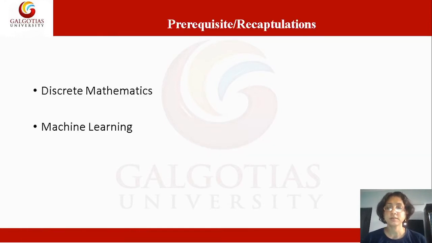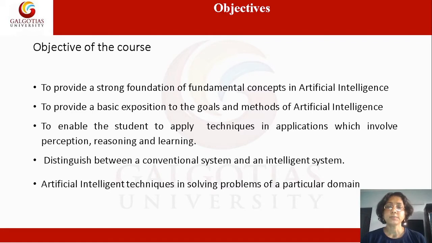As far as this particular course is concerned, as a prerequisite, you are supposed to have a strong foundation in discrete mathematics and machine learning. The objective of this course is to provide you a strong foundation of fundamental concepts in artificial intelligence. It will provide a basic exposition to the goals and methods of artificial intelligence. It will enable you to apply techniques in applications which involve perception, reasoning, and learning. It will allow you to distinguish between a conventional system and an intelligent system. It will also allow you to apply artificial intelligence techniques in solving problems of a particular domain.